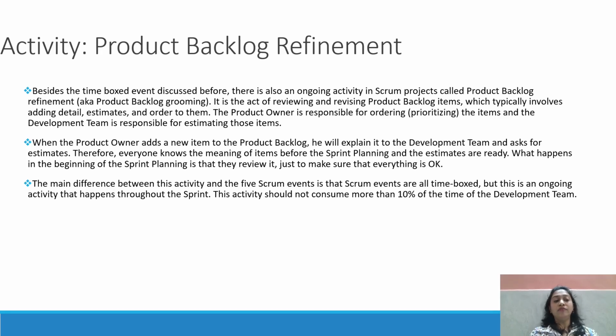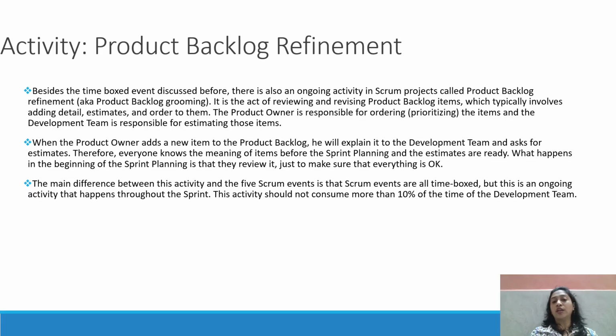What happens at the beginning of sprint planning is that they review it just to make sure everything is okay. If we are going to adopt the SAFe methodology for the Agile Scrum method, then we have the PI planning meeting for 2 days. In those 2 days we always do these things. The main difference between this activity and the 5 Scrum events is that the Scrum events are all time-boxed, but this is an ongoing activity that happens throughout the sprint.